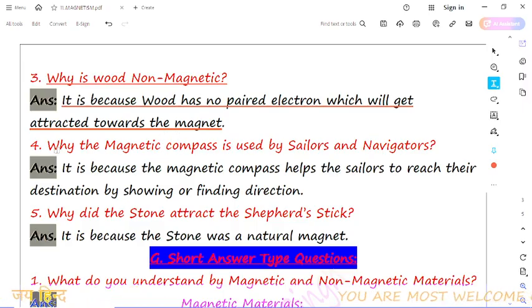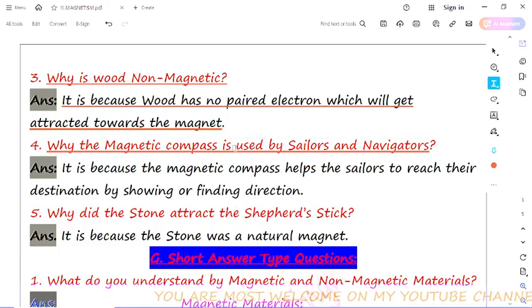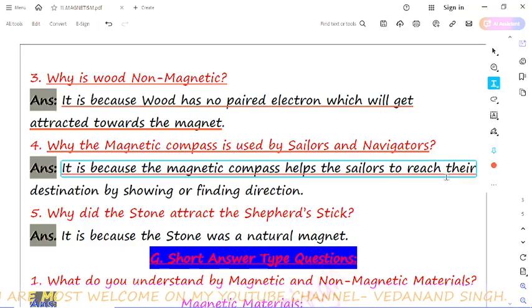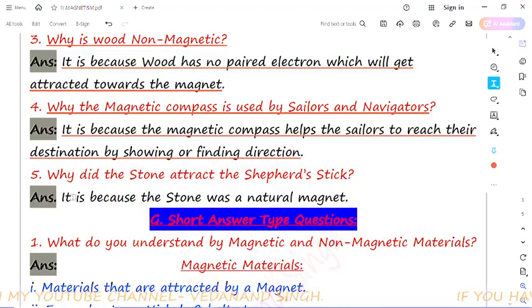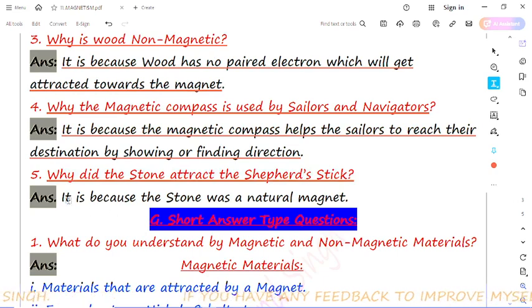The next question is, why is the magnetic compass used by sailors and navigators? It is because the magnetic compass helps the sailors reach their destination by finding their directions. The next is, why did the stone attract the shepherd's stick? It means that the stone was a natural magnet.